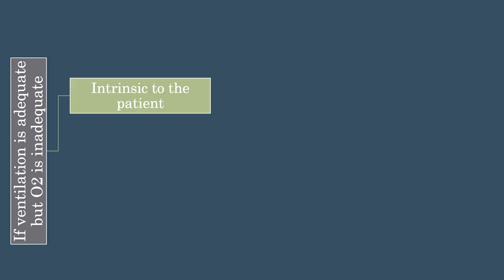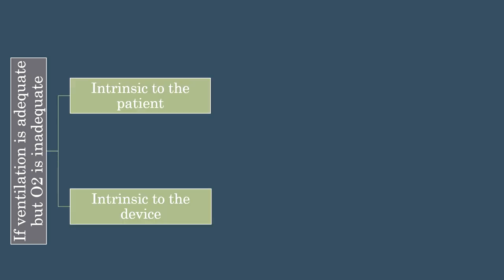When we come across issues is when we have ventilation that's adequate, but oxygenation that's inadequate. So the device is in the right place. We have chest rise and fall, and hopefully an end tidal CO2 within a normal range. But our patient isn't being oxygenated. So we need to ask ourselves, is the problem intrinsic to the patient, or is the problem intrinsic to the device?